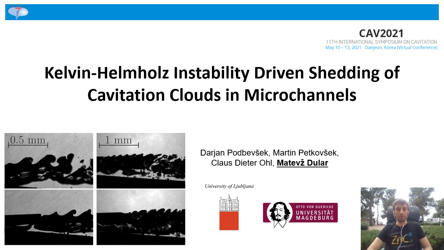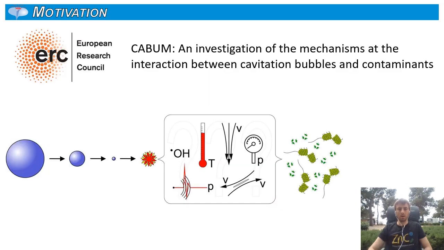And I'm here to tell you about the Kelvin-Helmholtz instability, which we found in cavitating microchannels, and what importance it has. A little bit about the motivation for this work: it comes from a completely different perspective. For the last couple of years, we've been trying to use cavitation to clean water from viruses and bacteria and so on. This is an exciting time for us because we also work with COVID, or coronavirus, and we're trying to disinfect wastewaters with it.